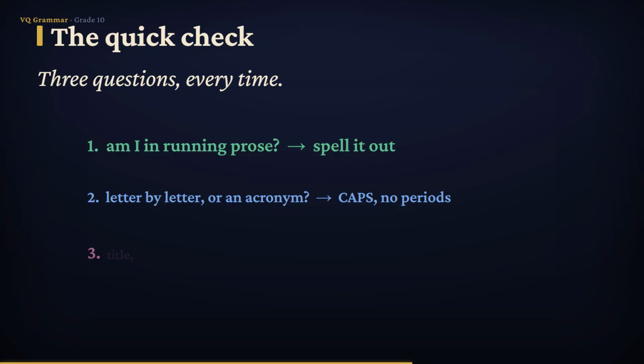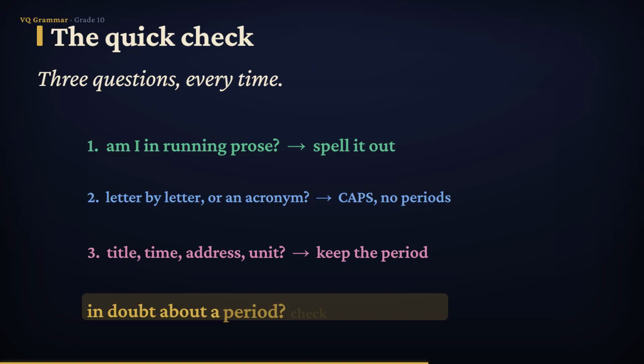Question 3. Is it a personal title, a clock time, an address line, or a unit in technical writing? Those keep their periods. And one honest word of advice. Usage shifts over the years, so when you're in doubt about a period, check a dictionary. That's the shortcut that never lets you down.